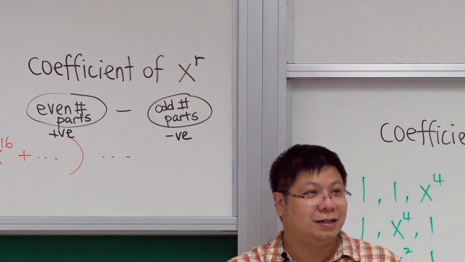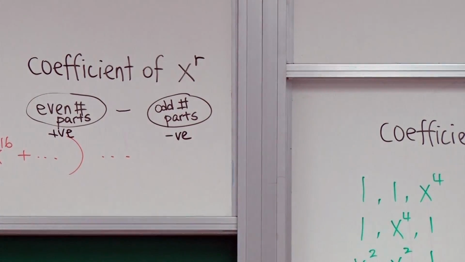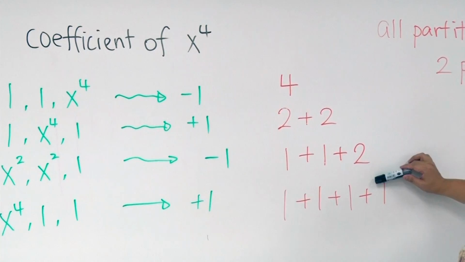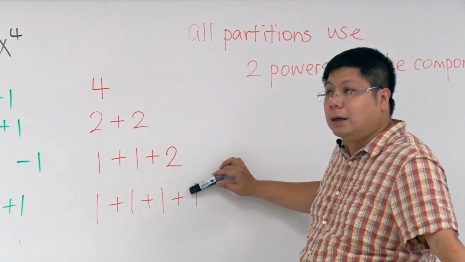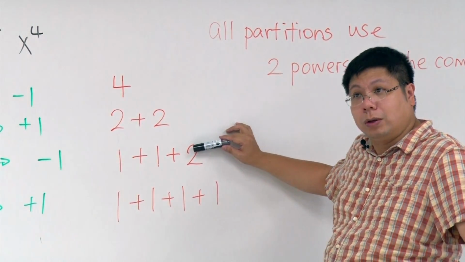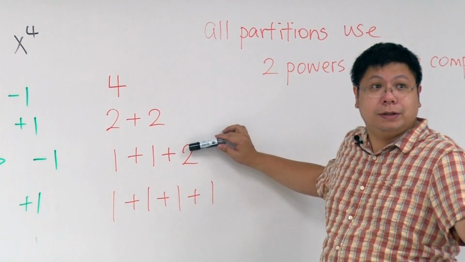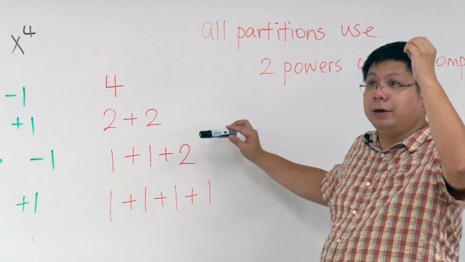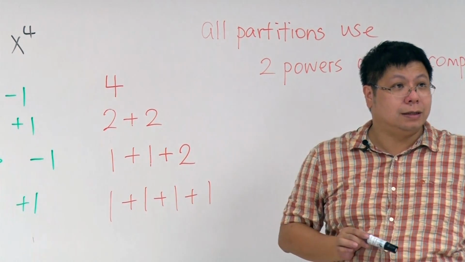Is that okay? Okay. So in this case, there are 2 ways to partition 4 into an even number of parts, and there are 2 ways to partition 4 into an odd number of parts. So the difference here is going to be 0. So the coefficient of x to the power 4 is 0. Is that okay?